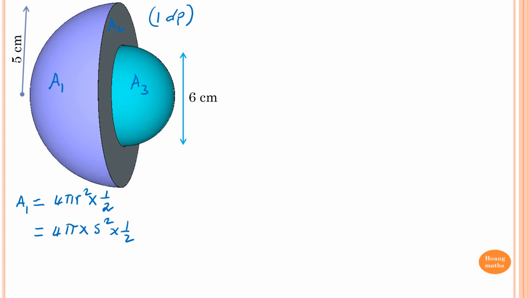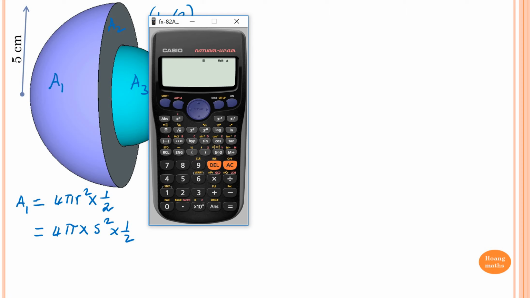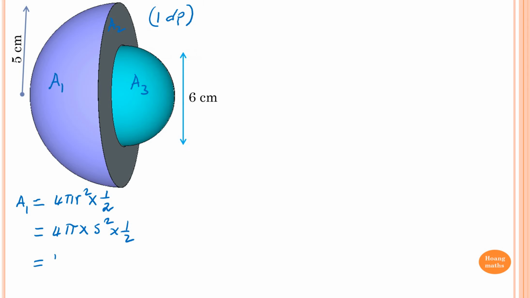So now I just put this in the calculator. So 4 times pi times 5 squared, which is 25, times by a half, or divided by 2 if you like, or times 0.5. So which gives me 157.08. I just try to 2 decimal places first. So 157.08.